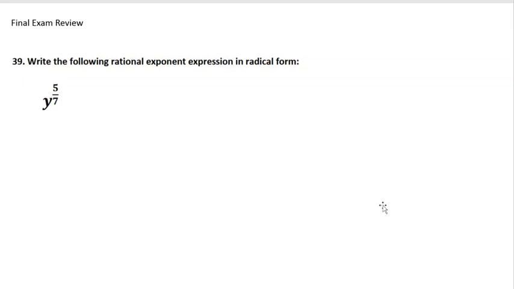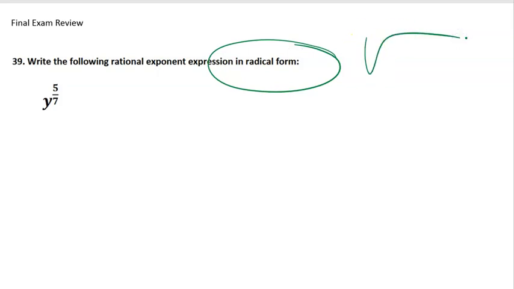We do. Write the following rational exponent expression in radical form. Radical form is this type of thing. That's a radical. Rational is a fraction. So whenever you hear rational, that means fraction. When you hear radical, that means these square roots, cube roots, that kind of thing.